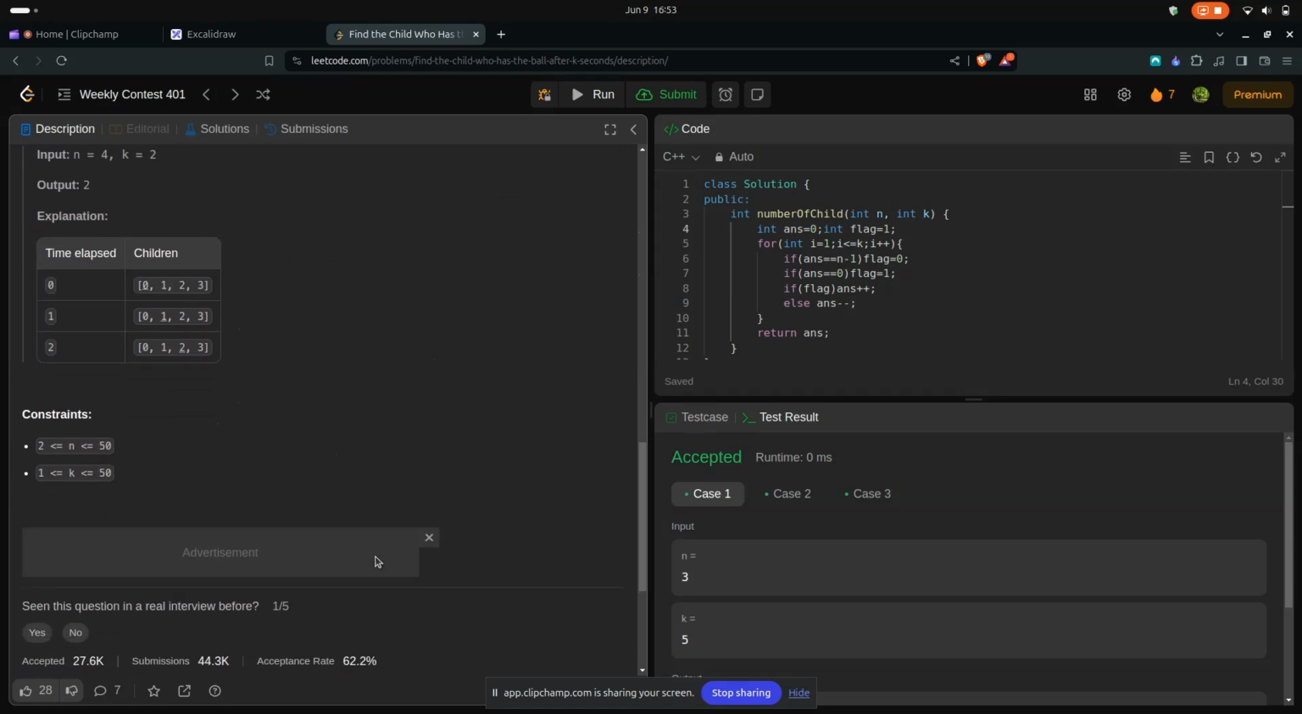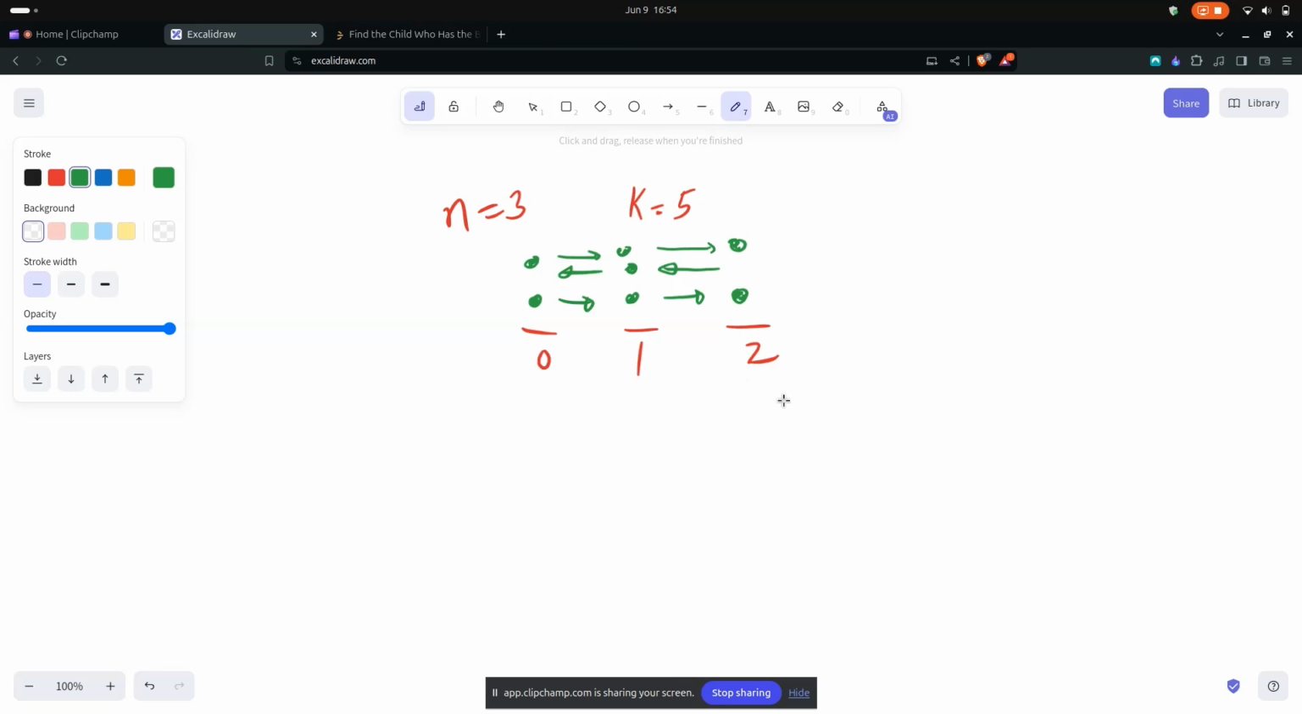So the constraints are given. n varies from 2 to 50 and k is also at max 50. Since the constraints of this problem are very small, we can directly brute force this. So what will be the brute force solution? The brute force solution is quite simple. We can just simulate what is happening.